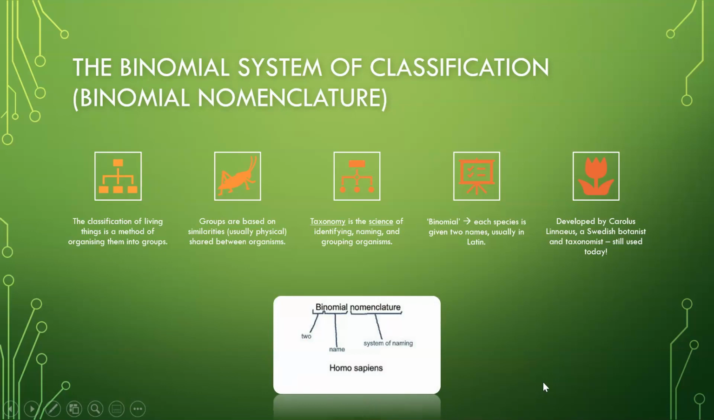So we see here we've got binomial, which means 2 names, and nomenclature, which means system of naming. And we have our example there, one that you would all have heard of, Homo sapiens.